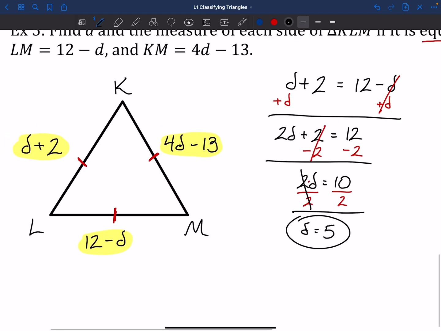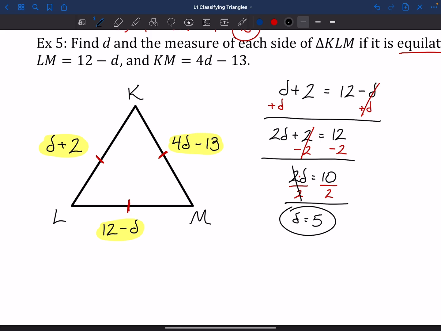All right. Our last thing we got to do is just triple double check it, make sure that it's going to come out the same on each one of those sides when we figure out their lengths. So what I'm going to do is take a look over here at KL, right? D plus 2. So 5 plus 2 is going to give me 7, right? LM along the bottom is 12 minus D, so 12 minus 5 is also going to give me 7, right?